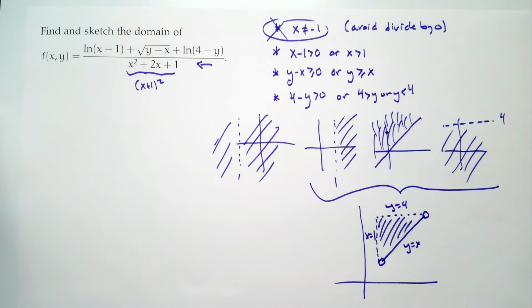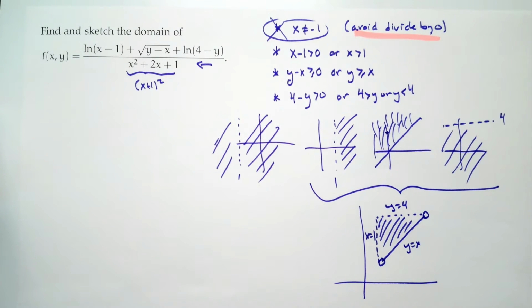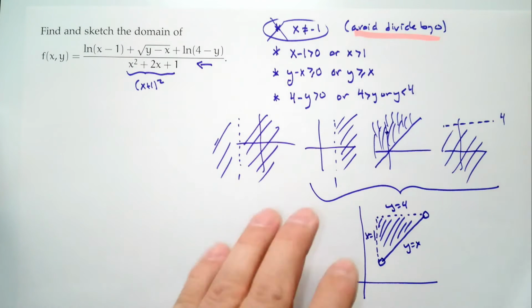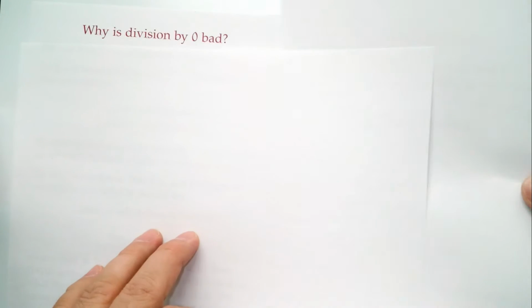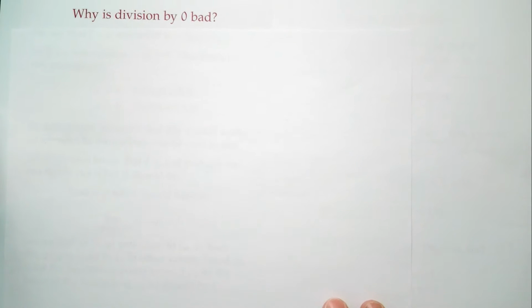Now, of course, we've noted here, you want to avoid divide by 0. And that raises the question, why do we want to avoid divide by 0? We actually talked about this way back a year ago. Why is division by 0 bad? I mean, we're told it's bad, and we're told we don't want to do it, but why? Why do we want to avoid it? What's so bad about it? So, what's the answer?